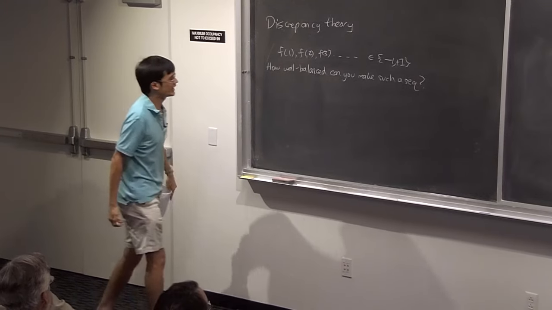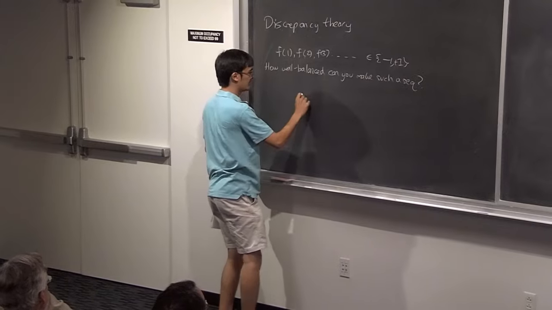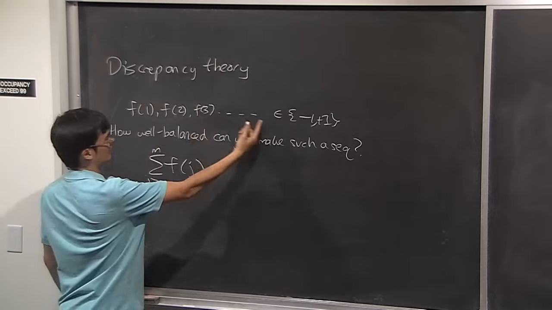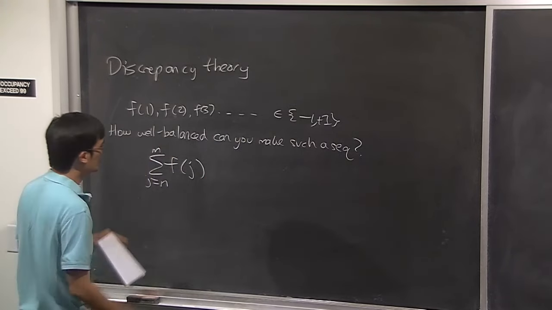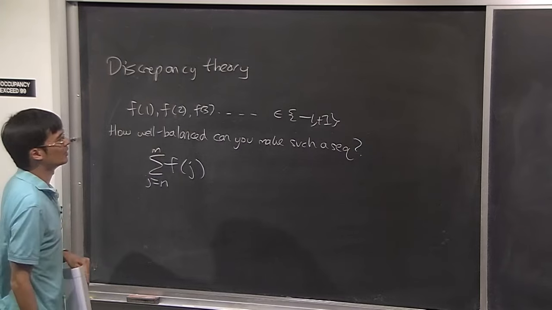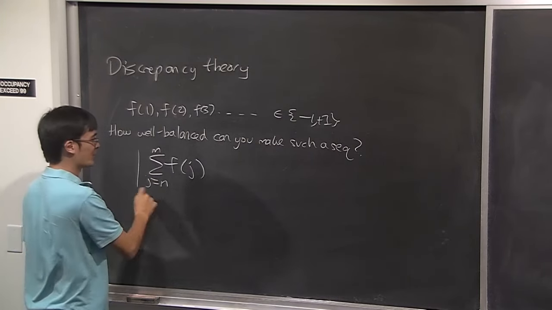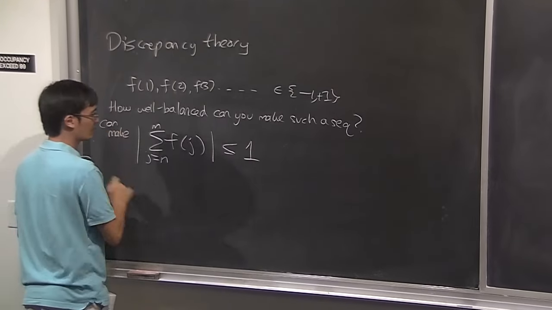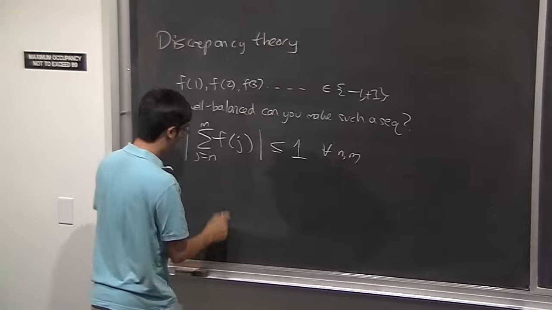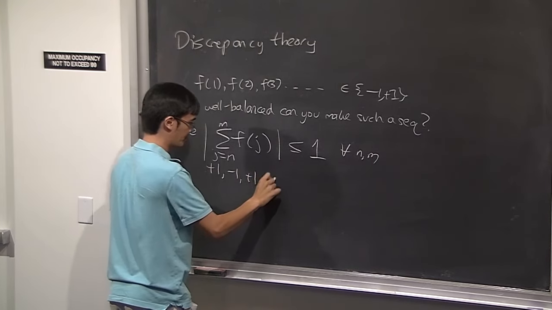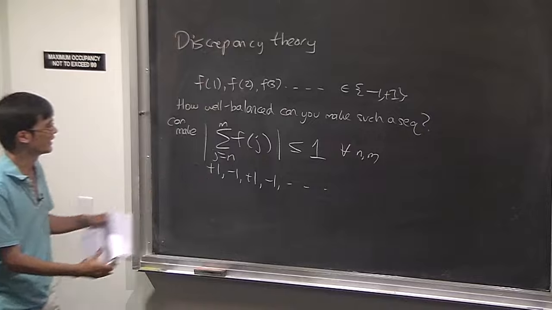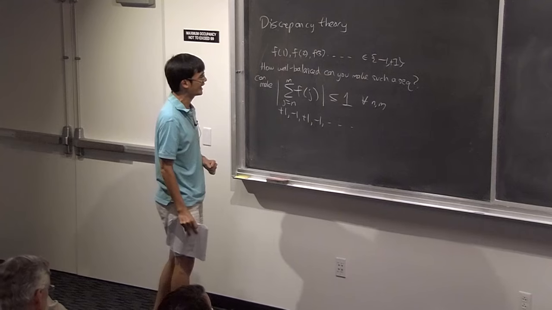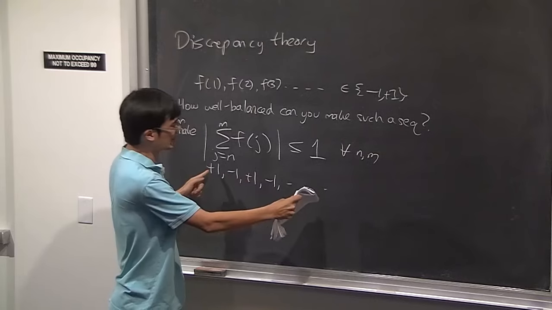So, for example, a very naive thing is that you can take consecutive values. You can take partial sums on various blocks, and you can ask, can you make all the partial sums small? And this is very easy. I can make all the partial sums, in fact, less than one, simply by choosing the alternating sequence. So this is a sequence where if you look at any interval, the discrepancy is almost as small as it can be.